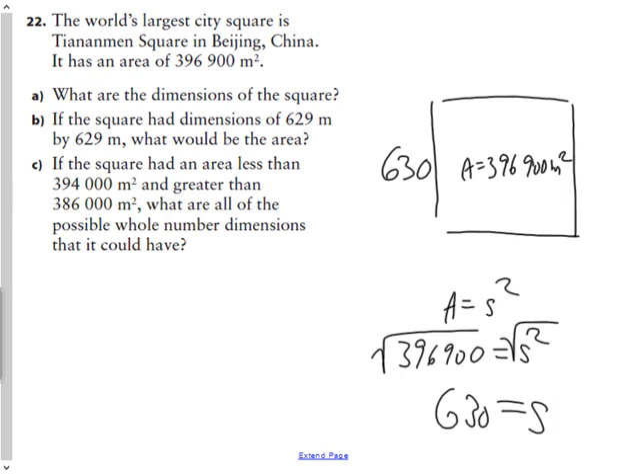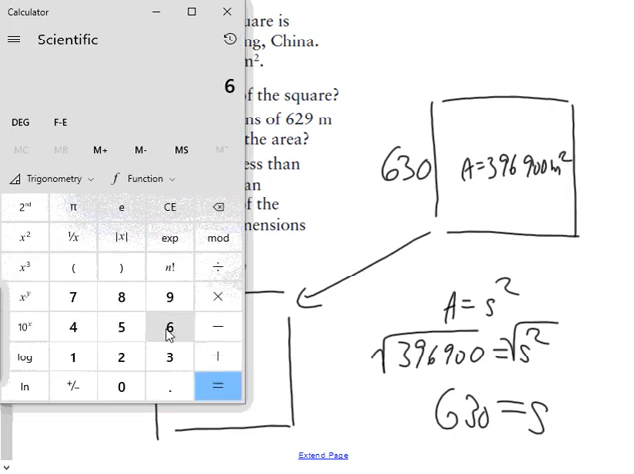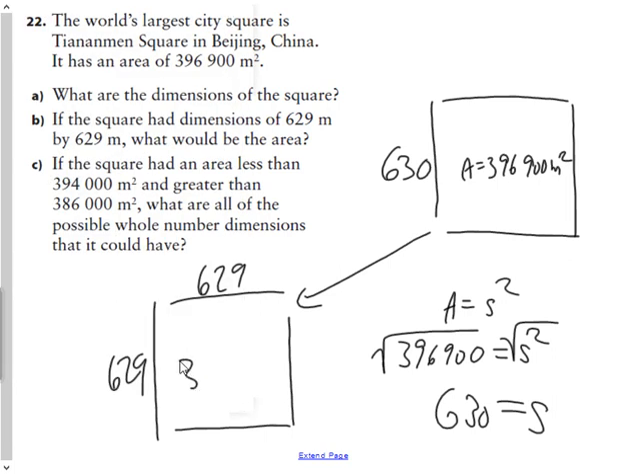And it said, if the square had dimensions of 629 by 629, what would its area be? So making it slightly smaller, 629 instead of 630, if it was 1 meter less in dimension, then if I used the square button on 629, it would be 395,641, which we can see is over 1,000 square meters less.